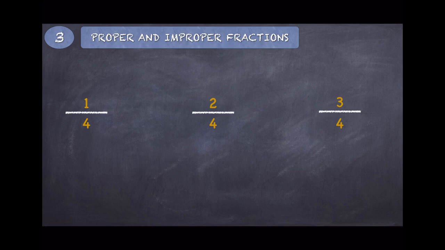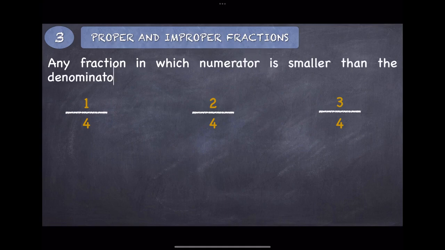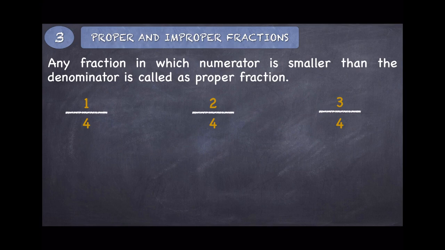But can you also observe that the numerators of these fractions are smaller than the denominators? So each of these fractions can also be called a proper fraction. Any fraction in which the numerator is smaller than the denominator is called a proper fraction.